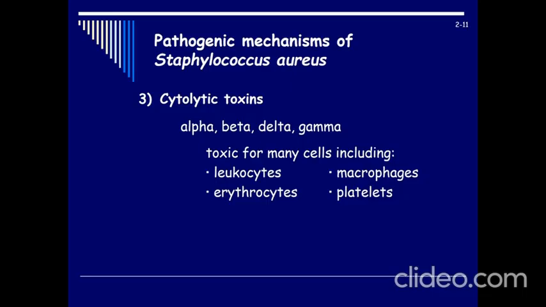But again, they aren't all within every single Staph aureus species, subspecies. They are there in varying degrees. So some may have all, some may have none, some may have a couple, but it is something that can be possessed by Staphylococcus aureus.